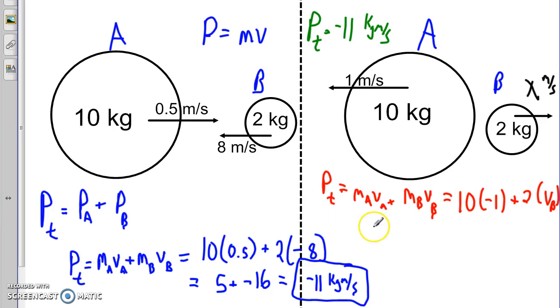Alright, so if I simplify a little bit, P total is going to be 10 times negative 1 is negative 10 plus 2 VB. Now we need to figure out VB, but we have to plug in the total momentum. So here's where that concept of the conservation of momentum comes into play. If we know that the total momentum before was negative 11, that means it still has to be negative 11. So the total momentum is just negative 11 kilogram meter per second.